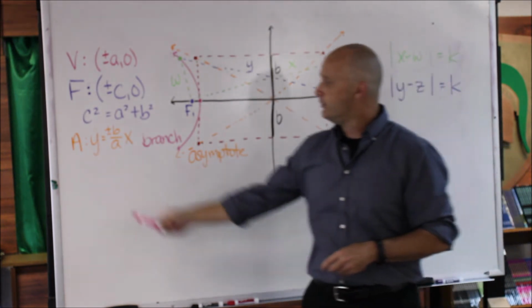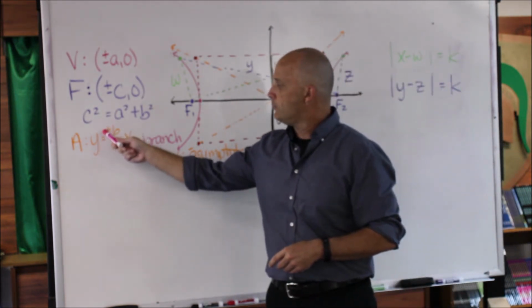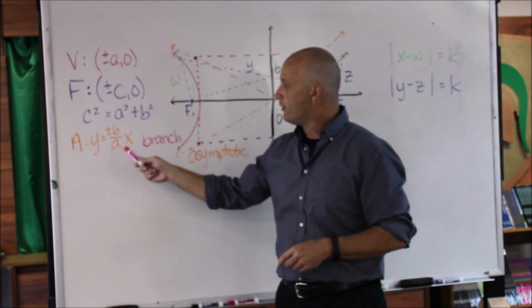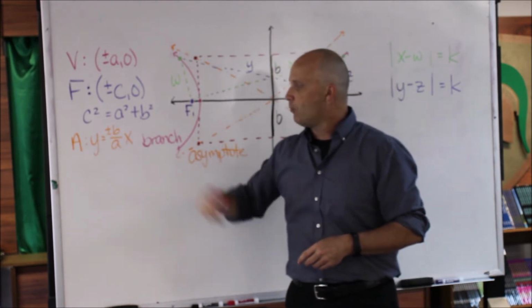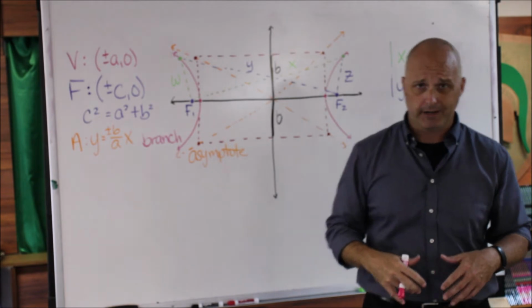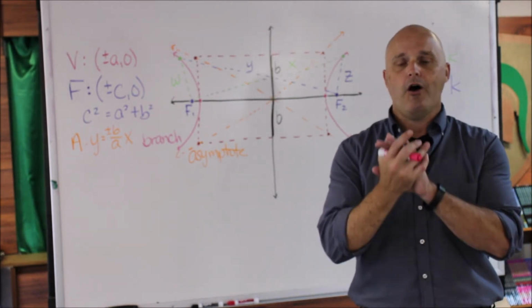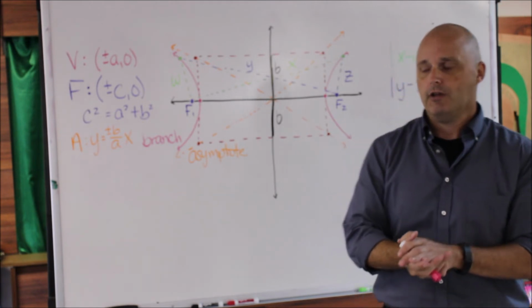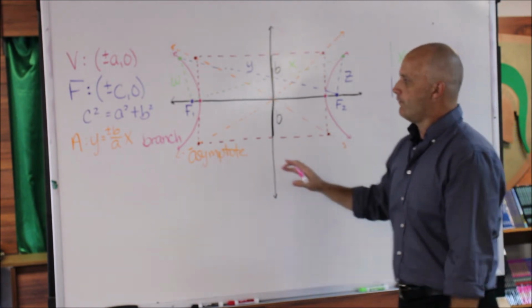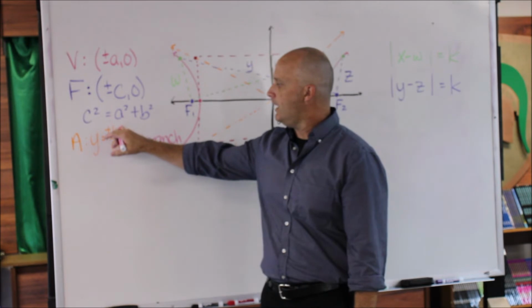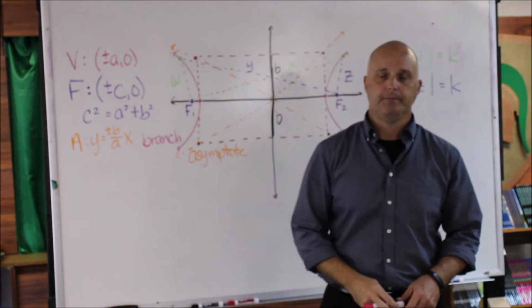Finally, our asymptote is going to be the line y equals plus or minus b over a, times x, for the equation of an asymptote on a horizontal hyperbola. If this were a vertical hyperbola, then it would be plus or minus a over b.